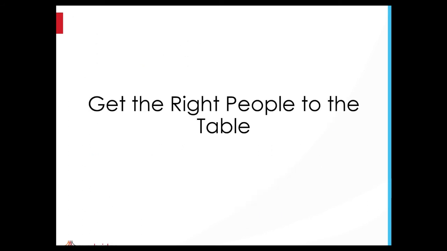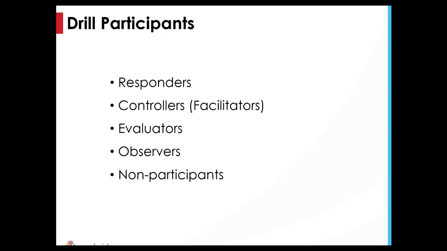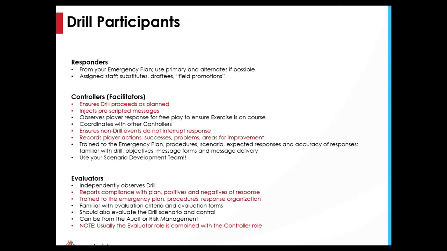Okay, getting the right people to the table. Your tabletop drill should consist of responders, controllers, evaluators, observers, and non-participants. Responders are basically people from your plan, using your primary and alternates if possible. You only get them together twice a year, so I really recommend you get the primaries and alternates involved. Controllers or facilitators ensure the drill proceeds as planned. They inject the pre-scripted messages. They watch the play. They make sure that non-drill events do not interrupt the response, record actions, etc.